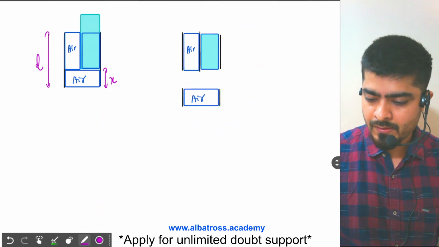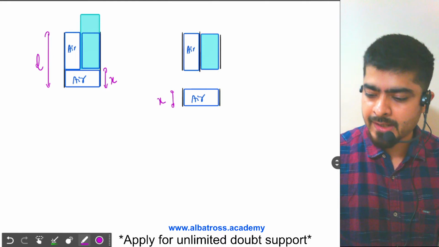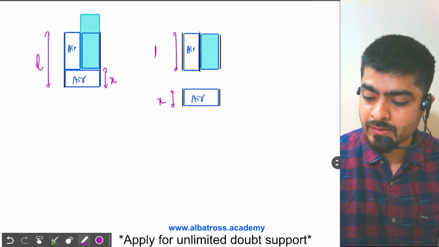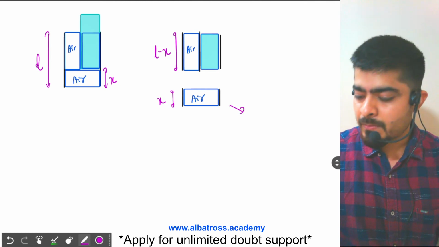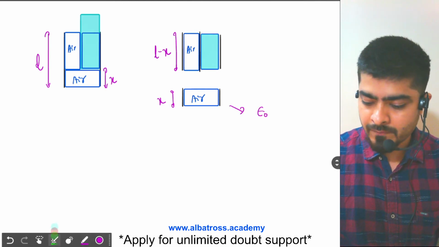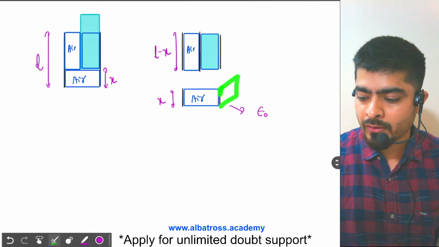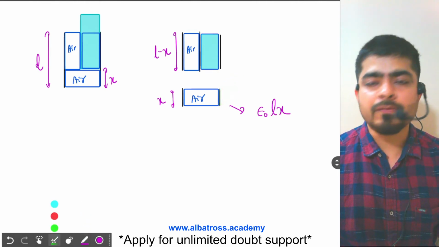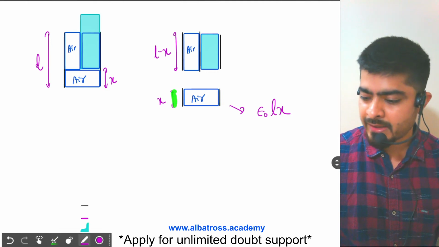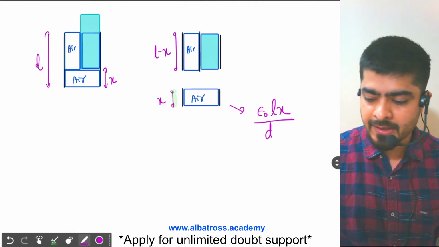Okay, this thickness is x, then this thickness will be L minus x, right? So what is the capacitance for this part? That will be equal to epsilon naught times the area of the plate. Area of the plate will be Lx. The depth of the plate is L and the height is x. So epsilon naught Lx by d, that is the capacitance of this part.